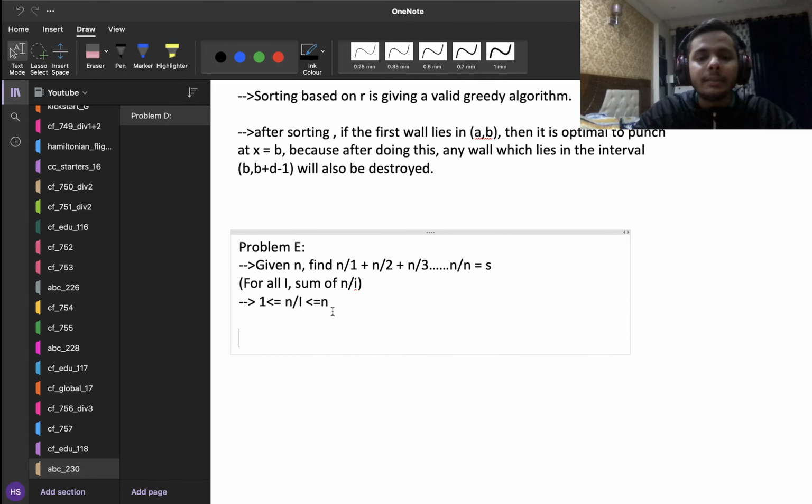That is pretty easy to see because it is a non-increasing function, and for i equals 1 we get n, and for i equals n we get 1. So naturally the value n by i lies between 1 to n for all values of i. And let's try to break this solution down.